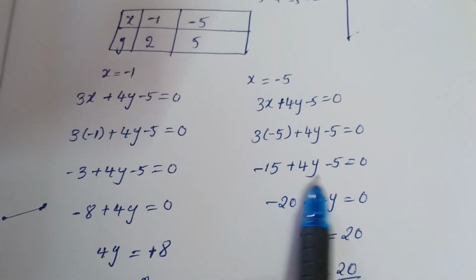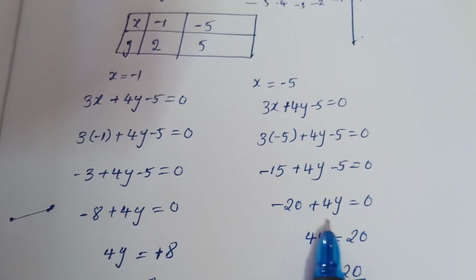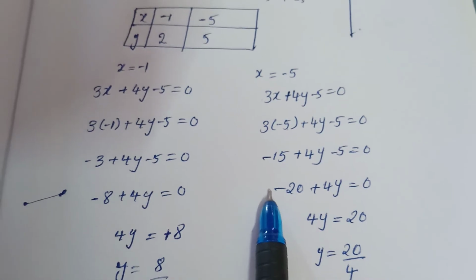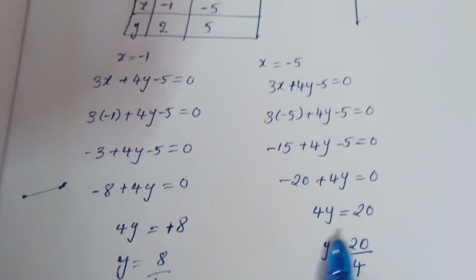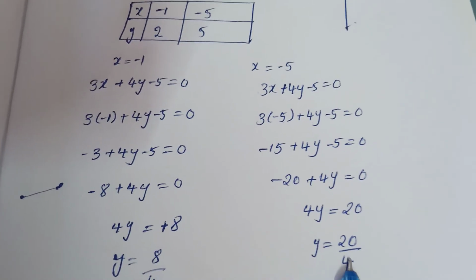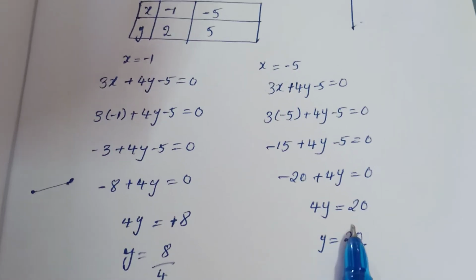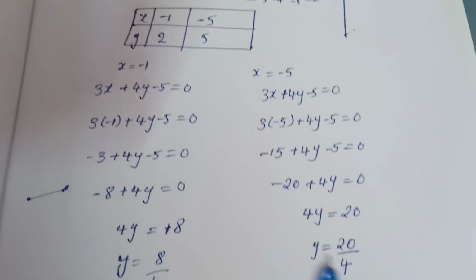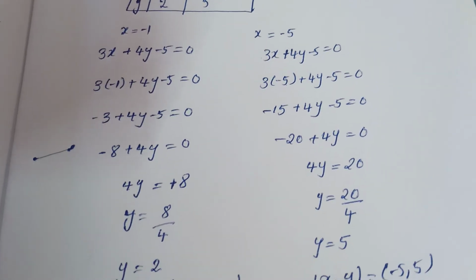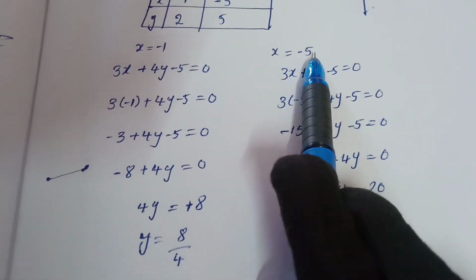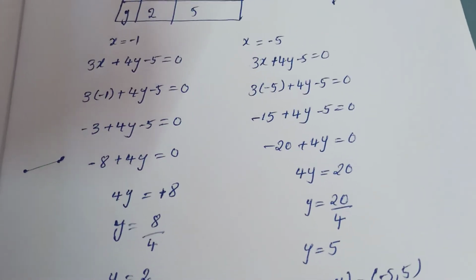Here the constant numbers are minus 15 and minus 5. Minus into minus is plus, 15 plus 5 is 20, so minus 20 plus 4y equals 0. Minus 20 goes to the other side and becomes plus 20. The 4 is multiplying, so it goes to the other side and divides the RHS, 20. 4 ones are 4, 4 fives are 20, so y equals 5. When we substitute minus 5, we get the value plus 5. The point is x comma y equals minus 5 comma 5.